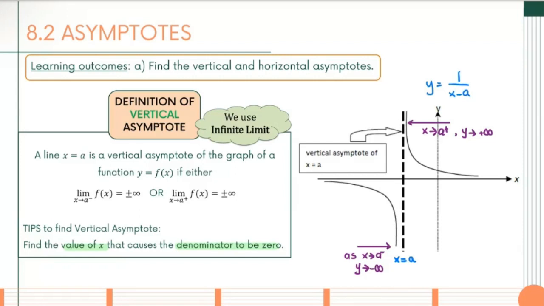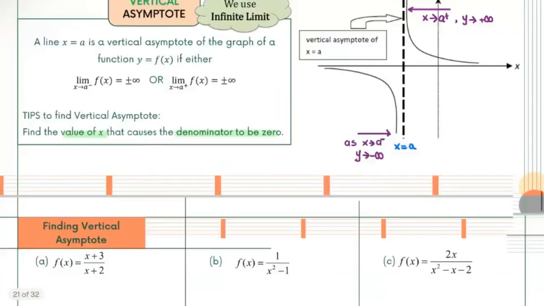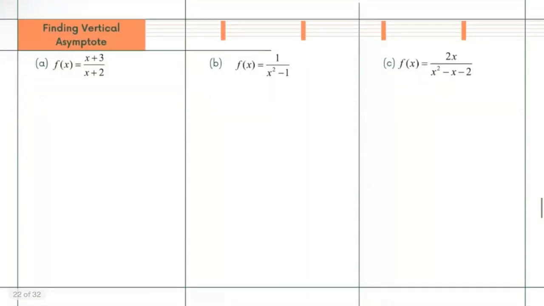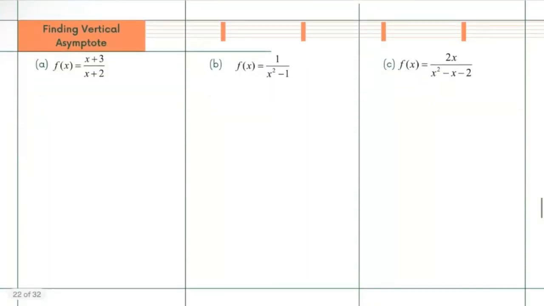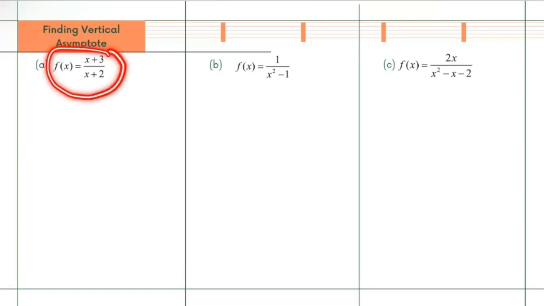So now bila dekat atas ni nampak tak? Dia hanya menghampiri value of x equals to A, tapi sebenarnya nilai y kita ni adalah approaching positive infinity. Okay, so itu adalah gambaran kepada vertical asymptote. Okay, now let's find out macam mana nak cari value dia. So ini ada kaitan dengan limit, infinite limit, where you substitute the value of A and then you are going to get infinity. So ini kita gunakan yang one-sided limit lah daripada kiri dan juga daripada arah kanan. So let's start with the first question here. X plus 3 over x plus 2.